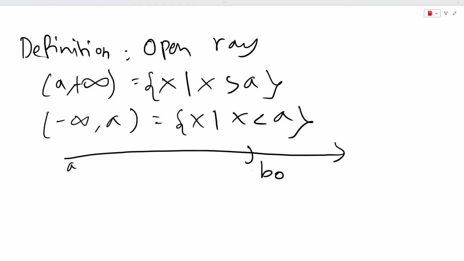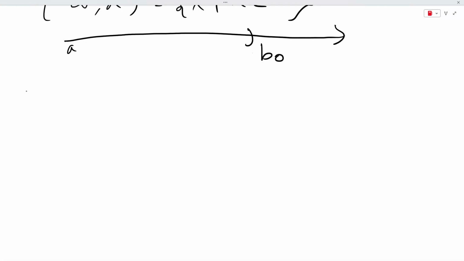So apparently if you use these open rays, it's also an open set, but the thing is it doesn't really form a basis. It forms a sub-basis. Let me show. So here's our proposition.